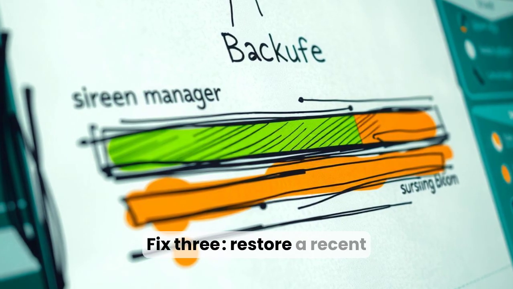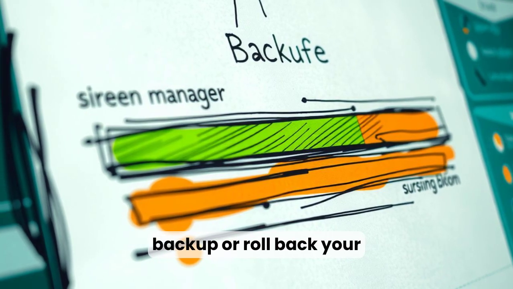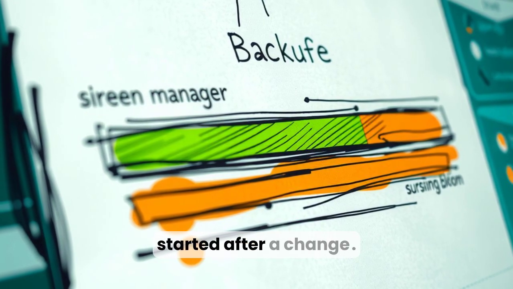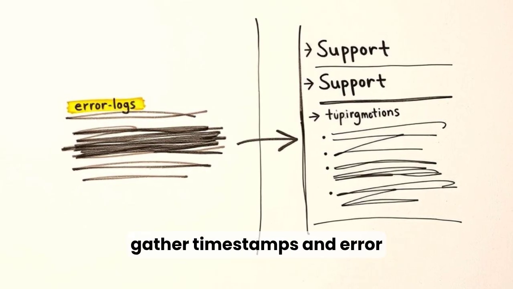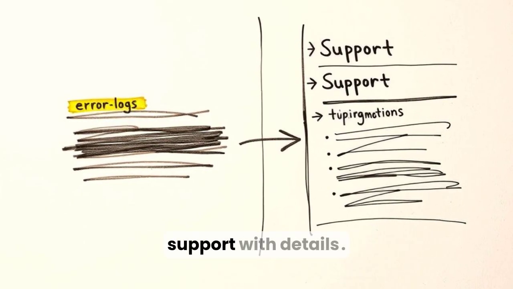Fix 3. Restore a recent backup or roll back your deployment if the issue started after a change. If the site is still down, gather timestamps and error logs and contact Hostinger support with details.